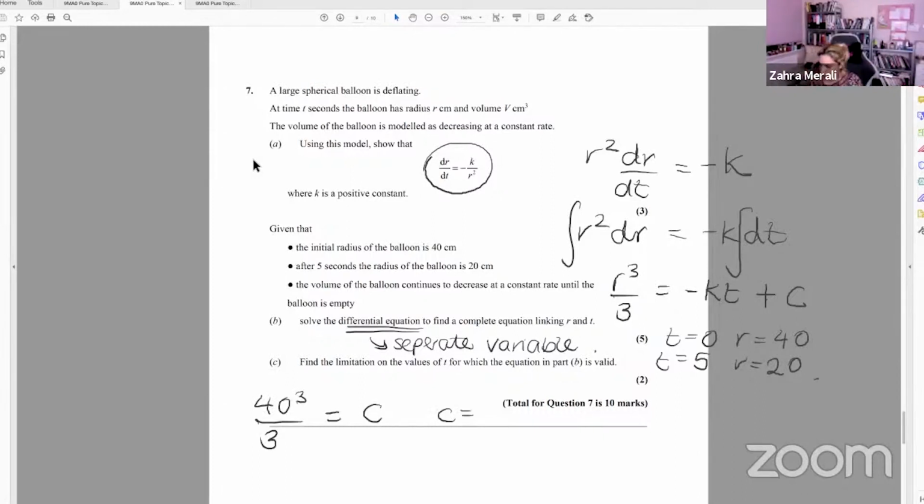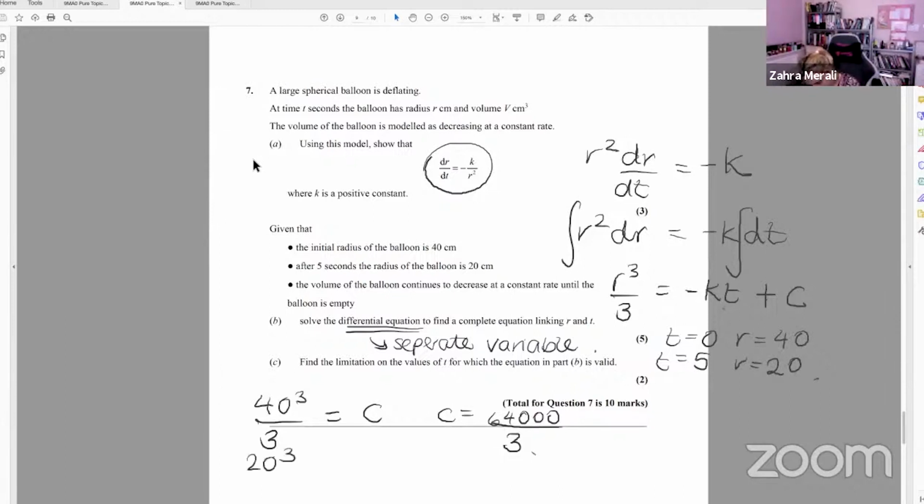So we'll get 40 cubed over 3 equals c. So c is going to give me, let me stick that in my calculator, 40 to the power of 3 divided by 3. So I get 64,000 over 3.